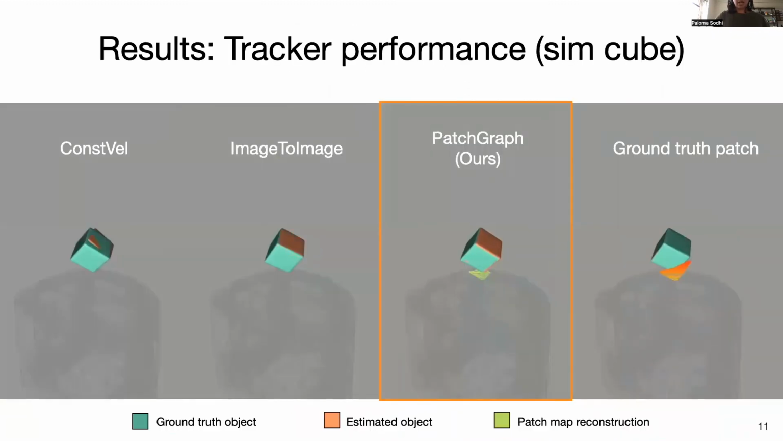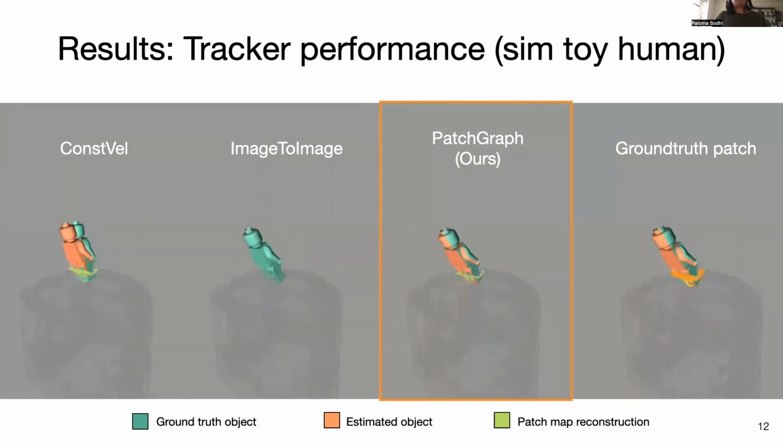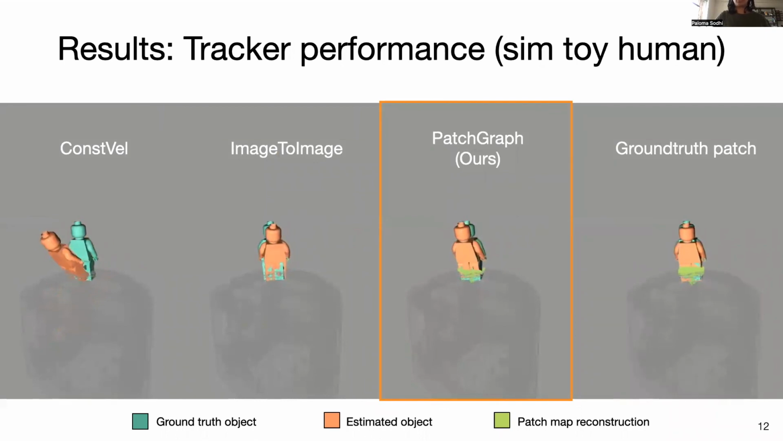Now let's look at the final tracker performance on the SimCube object. We see that compared to baselines such as constant velocity and only image-to-image factors, PatchGraph has the lowest tracking errors, closely matching ground truth patch performance. We see a similar performance trend on a different object, the sim toy human. Note that we only use the local patch map in light green for tracking and do not use the object model.